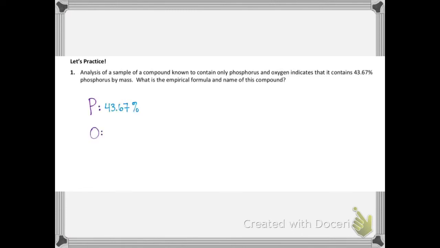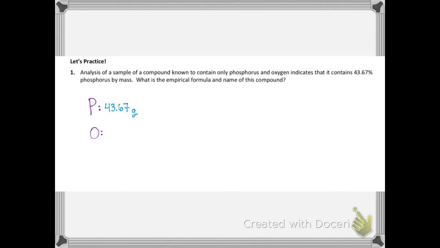Next, we start with the percentages. And if you recall, the first step in our poem is percent to mass. This is the easiest step, but you have to remember what to do, because if you don't, you'll just be sitting and staring. So here, we have 43.67%. We're going to pretend that I have a 100-gram sample, which means I'm literally just going to erase the percent sign and replace it with grams.